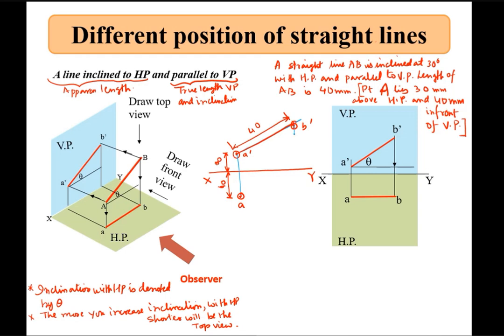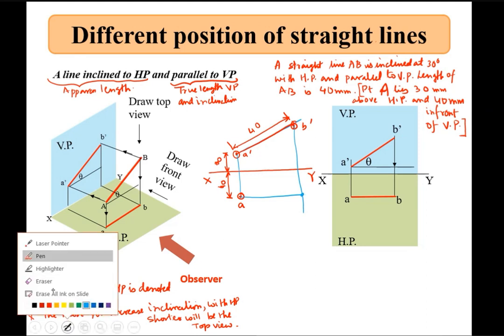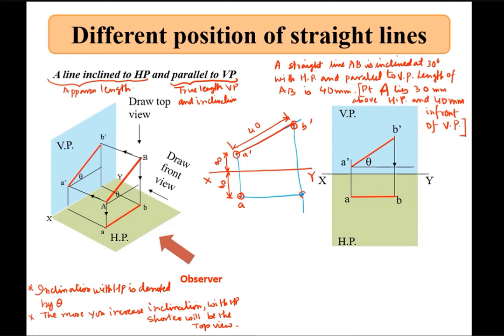From B dash, I will draw a projector like this. And from A, I will draw a projector like this. And then I can locate point B. I can easily locate point B. I draw a straight line from here and I draw a straight line from point A.